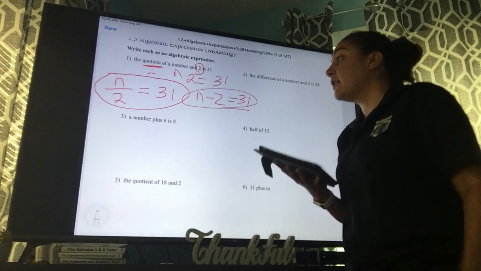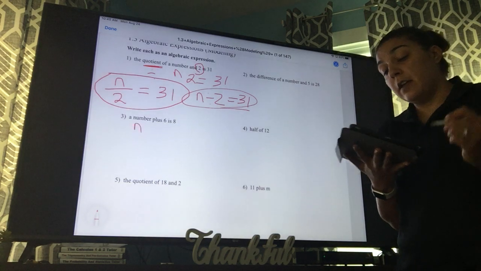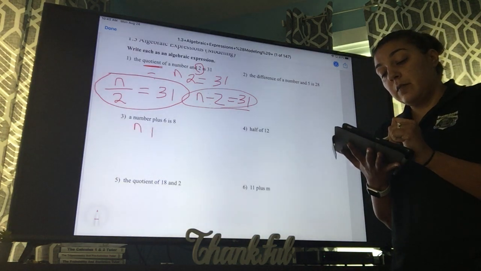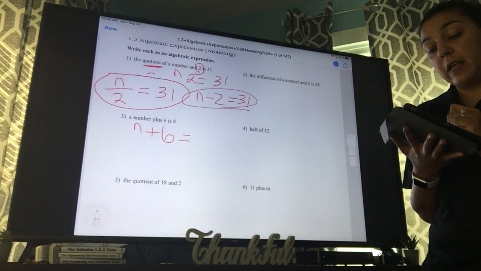Okay, the next one says a number, and we know a number means n, plus 6, so plus means addition, is, that's equals 8.